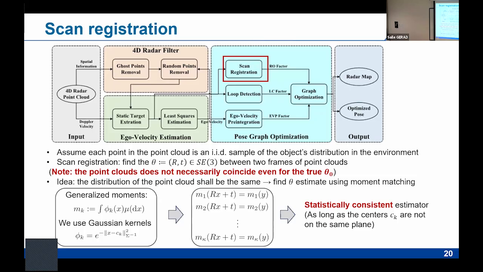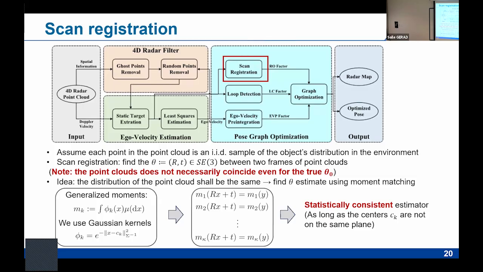And note that the point clouds do not necessarily coincide even for the true theta zero, because it's noisy, right? But the idea is that even though it is noisy and sparse, the distribution of the point cloud is actually the same. So how can you match these two distributions?